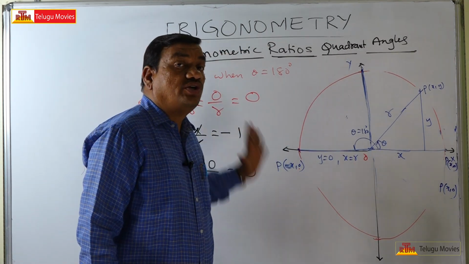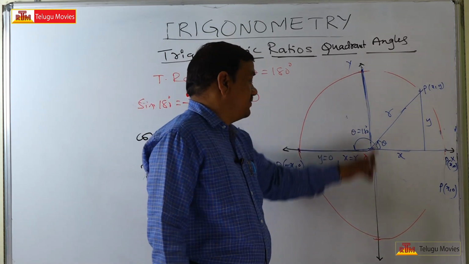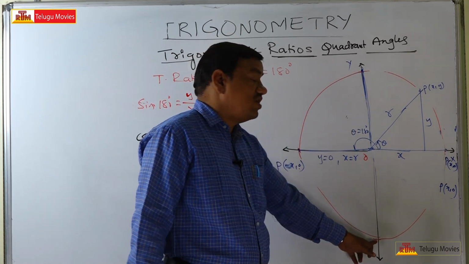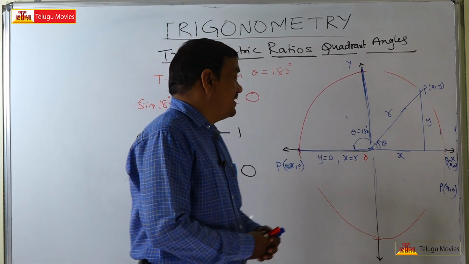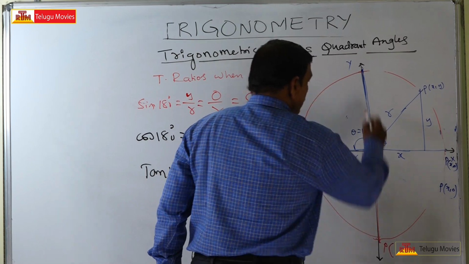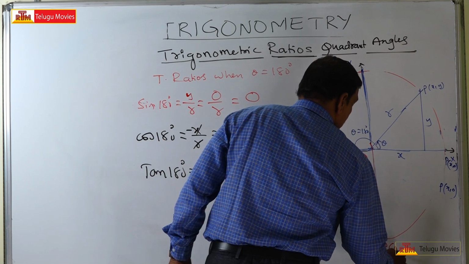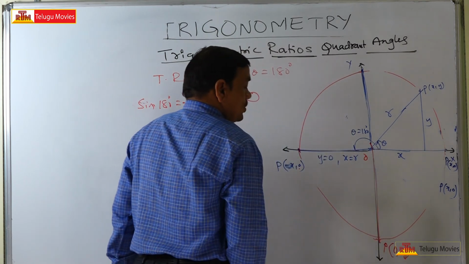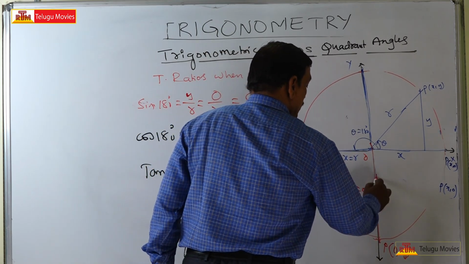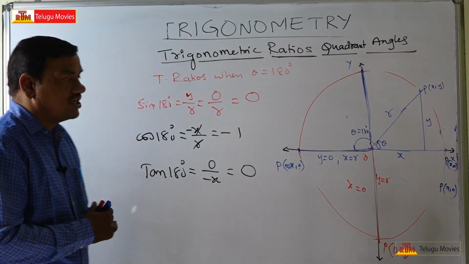Take it as homework and try to solve it. When it is 270 degrees, the point P comes to the y-axis, so the point is 0 comma minus y. So x is equal to 0 and y is equal to r. Like that you will find it out. Again, find 360 degrees also.